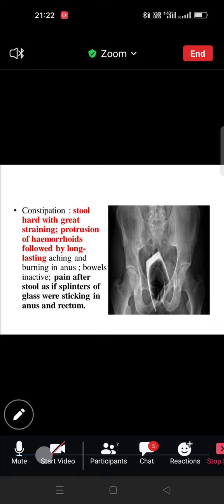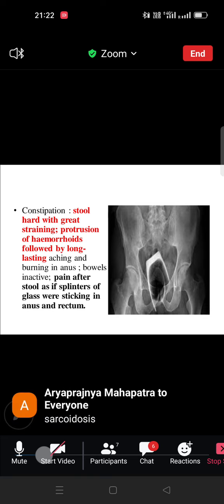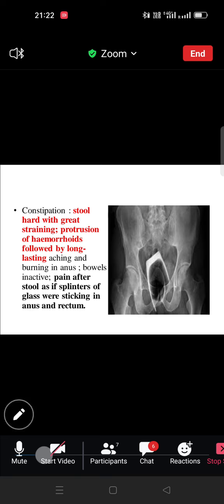But if there is an egg in cup appearance on the chest X-ray, so can you tell me the disease condition? That is no, not sarcoidosis. That is constrictive pericarditis.